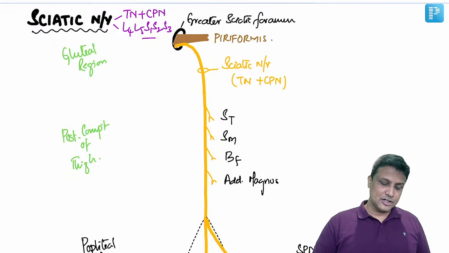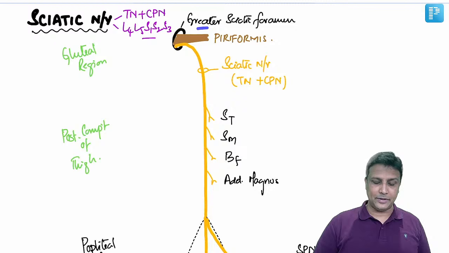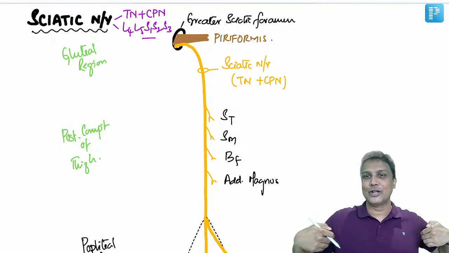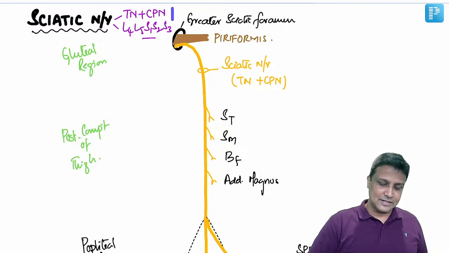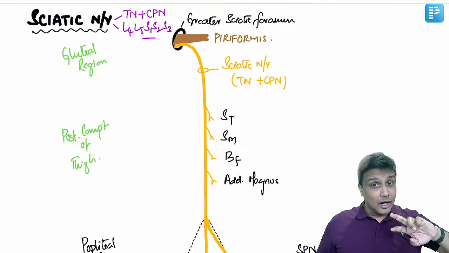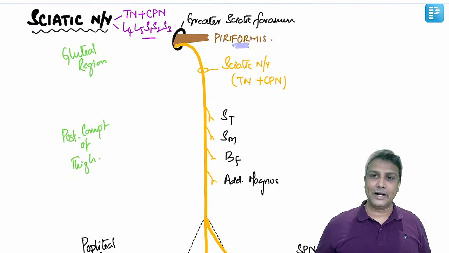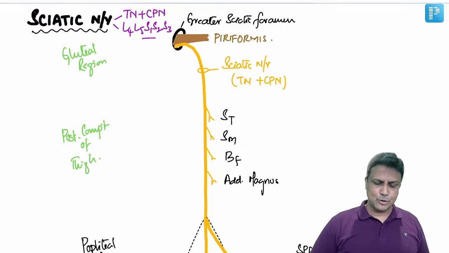Now, first of all, the sciatic nerve is going to exit from which foramen? Greater sciatic foramen. So from the pelvis, it is going back into the gluteal region via the greater sciatic foramen. Above the piriformis or below the piriformis muscle? Please remember it is going to pass below the piriformis. As I told you, this is your sciatic nerve here. Yes, it will have 2 components, tibial and common peroneal.